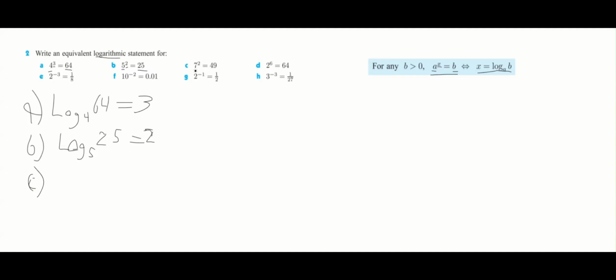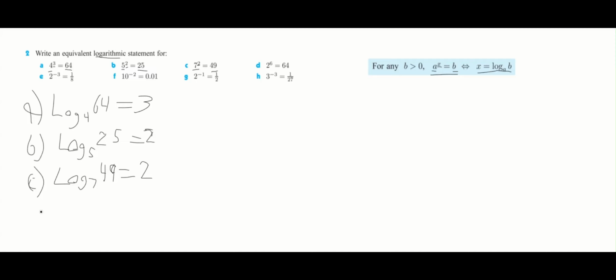So then we go on to C. So 7 is A, 2 is X, 49 is B. And again, we just plug it straight into the exact same formula. So we have log A, which we just said is 7, B, which we just said is 49, and then X, which we just said is 2, so equals 2. Hopefully we can read this.